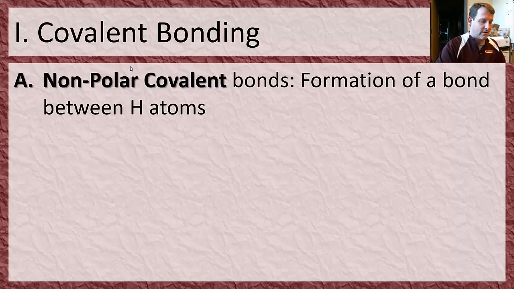All right, so let's take a look at a nonpolar covalent bond. An easy way to get a nonpolar bond is just to bond two atoms of the identical element. So like H2 or Cl2 or O2 or N2, all of those are good examples of nonpolar covalent bonds. They have a perfectly even share of electrons.